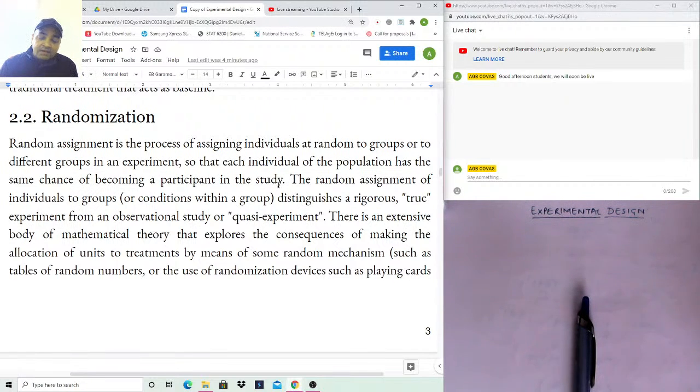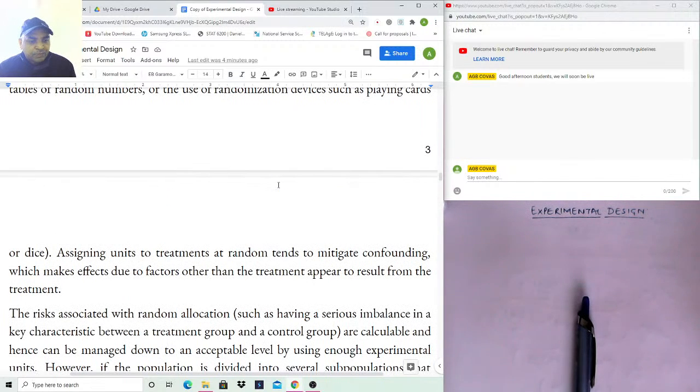But when you yourself randomly assign the subjects to different groups or different treatments, then it is known as a true experiment. Okay, so there is an extensive body of mathematical theory that explores the consequences of making the allocations of units or treatments by means of some random mechanism, such as tables of random numbers we have already explained in classes, or the use of randomization devices like playing cards or dice, etc. So assigning units to treatment at random tends to mitigate confounding, which makes effects due to factors other than treatment appear to result from the treatment.